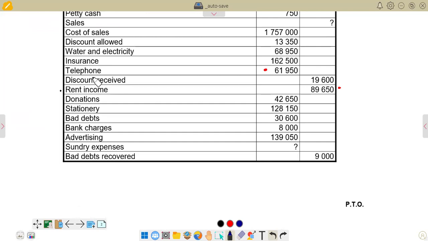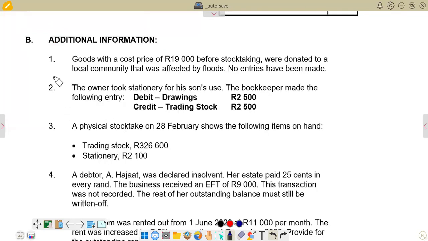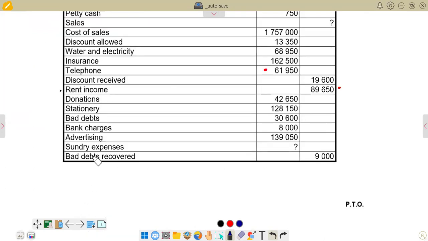So after telephone, we go down, discount received is an income, then we have got donations for 42,750. So this is an expense also, but we go to additional information to check any item that we have in terms of donation. We have got the first item, item 1, goes with the cost price of 90,000 before stock taking. We had donated to a local community that was affected by floods. No entries have been made. So it means this figure for 19,000 for donations has not yet been adjusted. So we need to edit the figure that we are given in the list of balances, which is 42,750. Then we add 19,000.